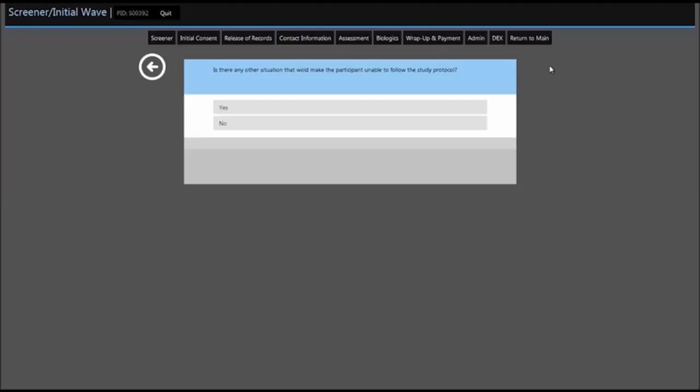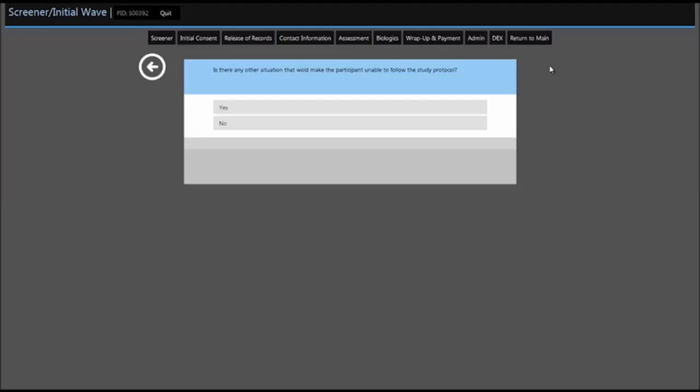The last question is whether there's any other situation that would make the participant unable to follow the study protocol. And this question is for anything that you just think would be a red flag and potentially the person wouldn't be able to follow the protocol, but it's not really covered in any of our other eligibility criteria. So for example, if you're worried about someone because they were really disengaged during the screening process and you don't know that they would be a reliable source of information, or you're worried about someone's cognitive ability and their ability to follow up and answer all the questions and understand all of the questions at the follow-up assessments, that would be something you could document here.